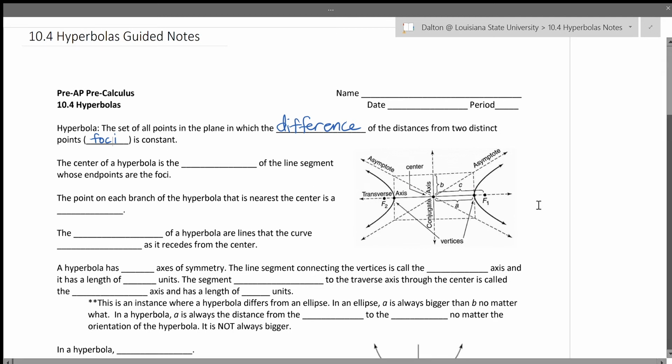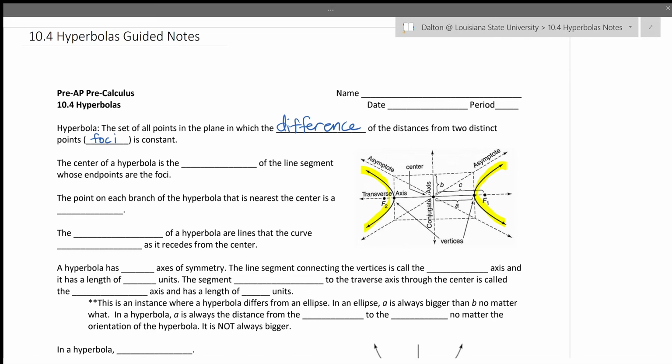If you look at this diagram here, it's got all kinds of stuff on it. The actual hyperbola, though, is this highlighted curve. So again, it's almost like taking an ellipse and flipping it inside out. And then, of course, we're going to talk about all this stuff that's here in between.